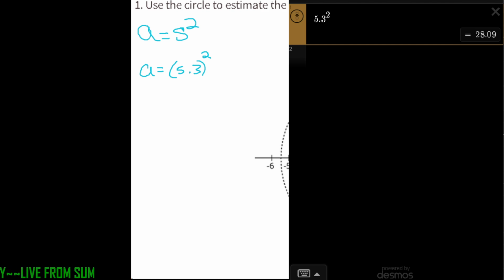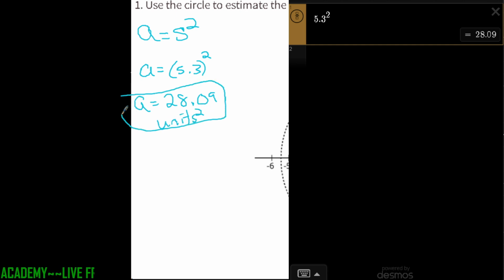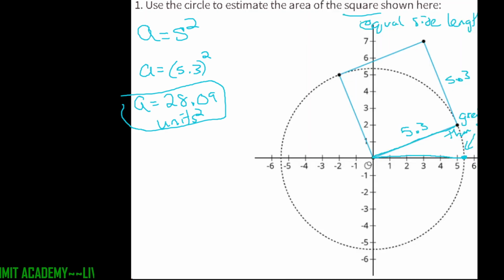So let me get rid of that again. I'm going to say the area of this is going to be 28.09 units squared, since we're talking about area. So make sure that you're careful in that. Again, make sure you're saying it's in between that 5 and 6. So same kind of idea.